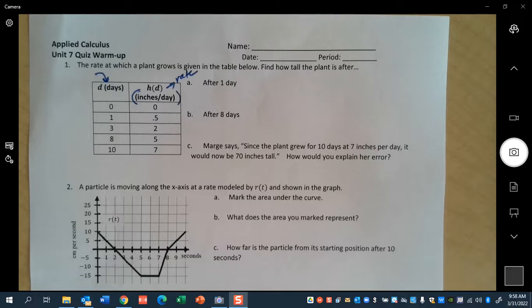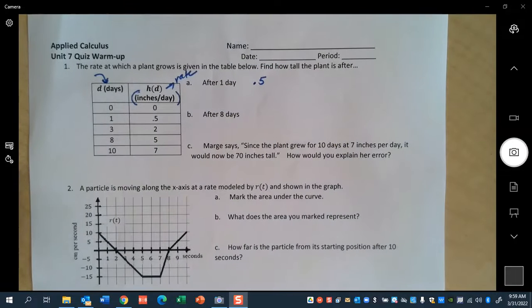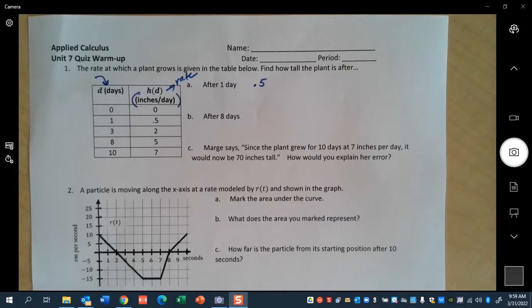This is my rate. So on my first day, it's not growing at all. Or when I have it 0, okay. Then after my first day, its rate of change was 1/2 of an inch per day. So in this one day, it grew 1/2 of an inch. So that's kind of obvious. I can get that from the graph, no problem. But we need to look at what's happening and what I'm using of that rate.